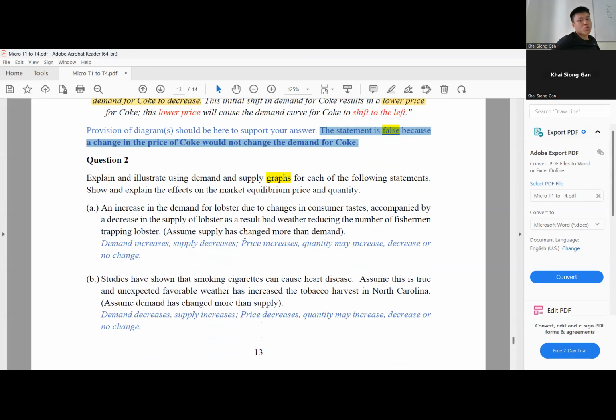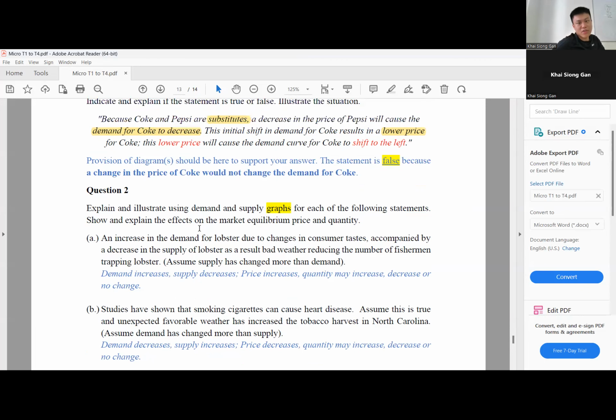Now question number 2, you have to draw the graph. You can't just get the answers here because this is not very specific. So first of all, question 1, make sure you know that it's false. Make sure you know how to explain it. Make sure you provide the diagrams. Question 2, we need to draw a graph as well.